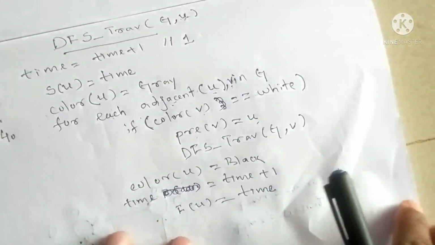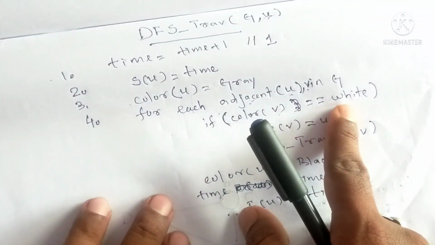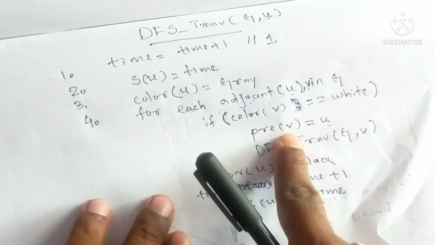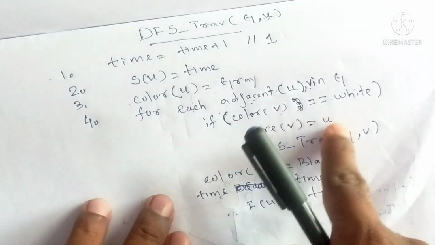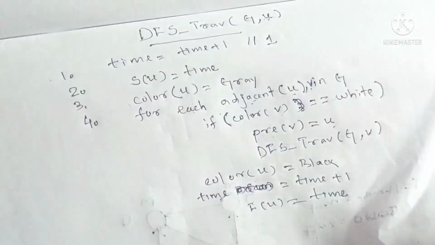What does the algorithm say? The algorithm says that for every adjacent vertex, if the color is white, write the predecessor of the adjacent vertex as your U. Then start the DFS traversal. We will call it again.